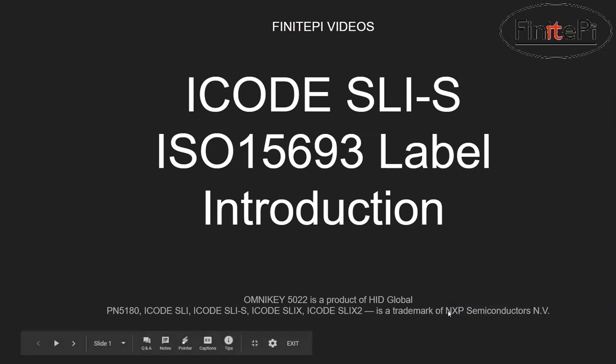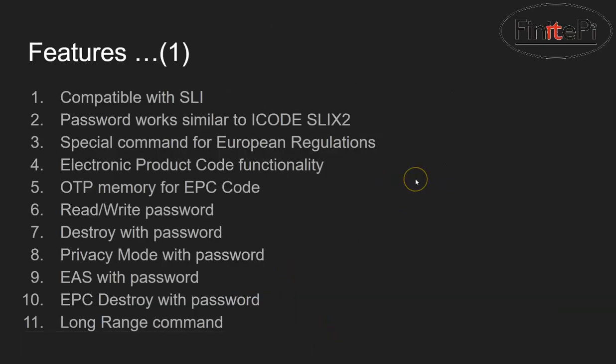This is DC here. In this and the next few videos, I'll be showing you how to use the ICODE SLI-S ISO15693 label. These are some of the high level features of SLI-S. This tag is compatible with the SLI and also a little bit of SLIX as well.